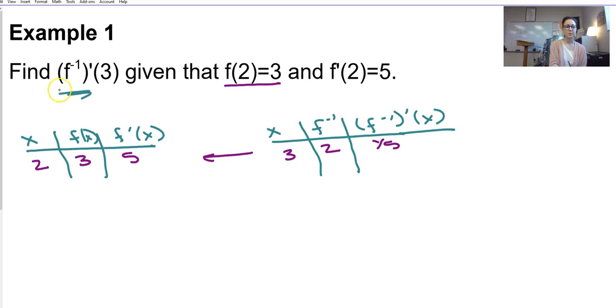Okay, so now we look, what were we asked? We were asked to find the derivative of the inverse at 3. Well, that is 1/5. And all you need to do is box or highlight the correct answer from your second table in your assignment work, okay?